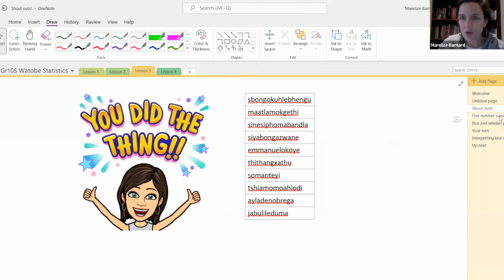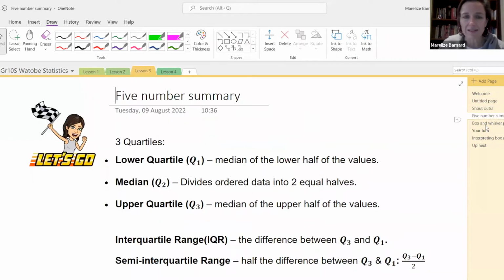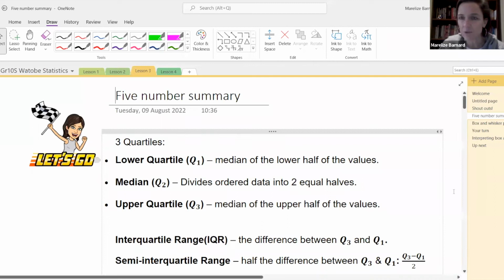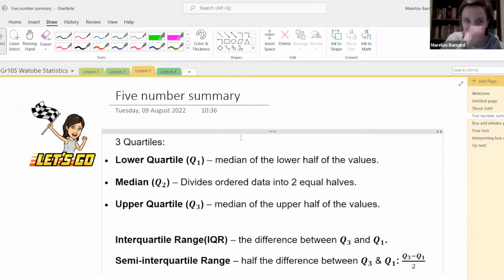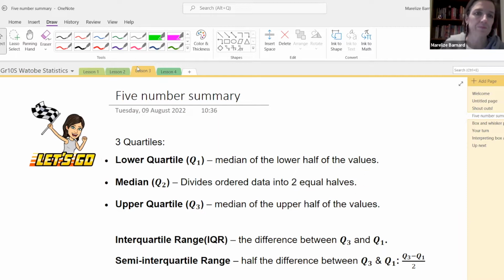Okay, so Watobians, this evening we are going to tackle the 5-number summary and box and whisker plots. Just pop in the chat a thumbs up if you've done the 5-number summary and the box and whisker plot, and if you haven't done it, just put a thumbs down. Just want to see where the class is at with this and how much exposure you've had.